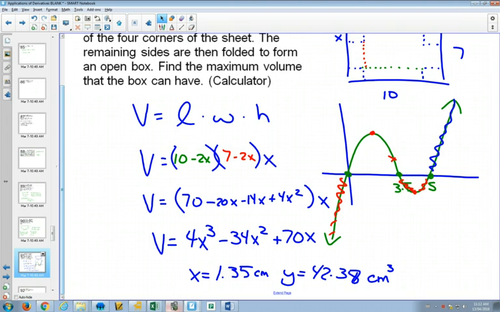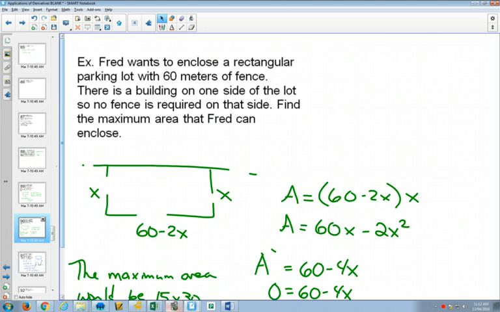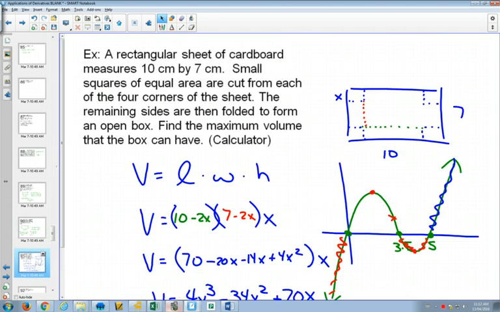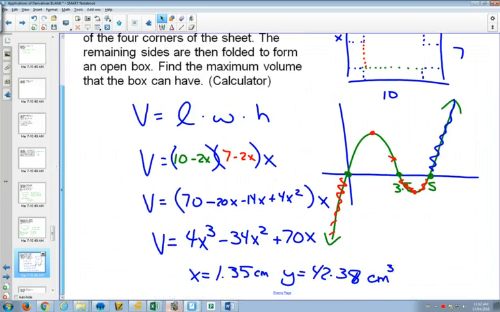So if you're storing your coins, that would store the most coins. If you're storing your Pokemon cards, that would store the most Pokemon cards that you could have. Now, using calculus, it would have made sense for us to expand it. Ooh, that was fancy. Expand it like we did here to get the 4x cubed.